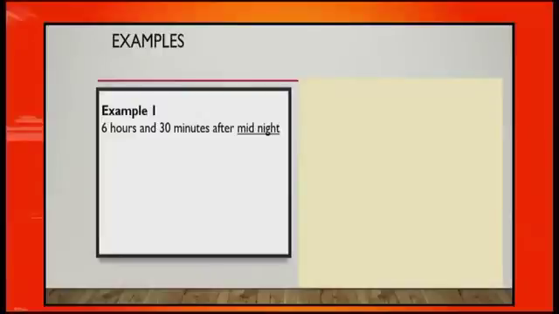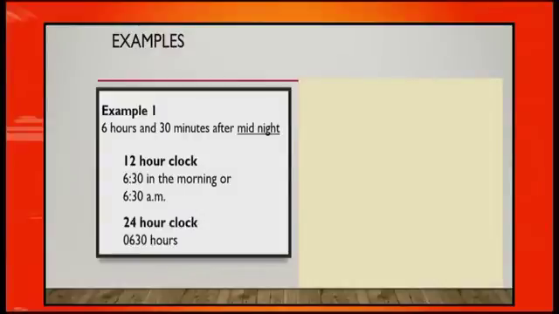Now let us look at some examples related to midnight and then another one related to midday. It's 6 hours and 30 minutes after midnight. On the 12-hour clock, how would we write that? It would be 6:30 in the morning, or 6:30 a.m. If we put that on the 24-hour clock, remember that we must use 4 digits, so it would be 0630 hours.